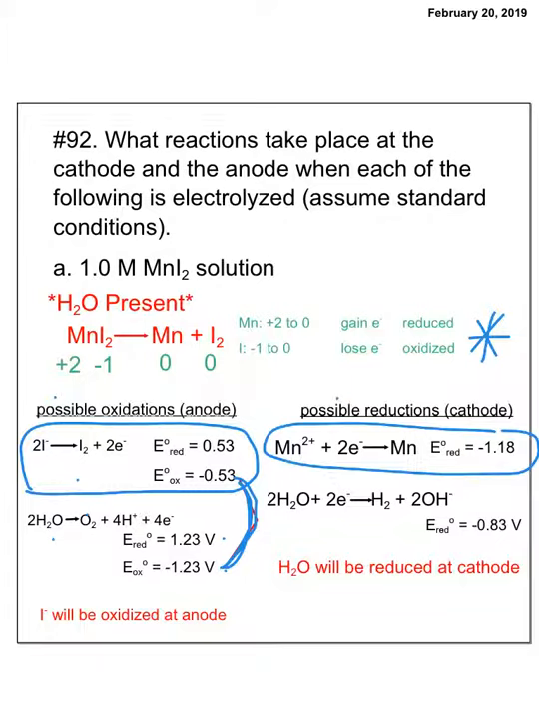Now we do the same for reductions. Mn2+ plus 2 electrons makes Mn. Great, we had that last slide. Here's the reduction half reaction for water. Water H goes from +1 to 0, and we have the reduction value. We look at what's more positive. In this case, the water half reaction is more positive. It's a bigger number, so water will be reduced at the cathode. What would form at the cathode? If they ask that follow-up question, we would have hydroxide, and we have hydrogen gas. H2 is a gas at room temperature. Okay, so that's how we solve these problems.